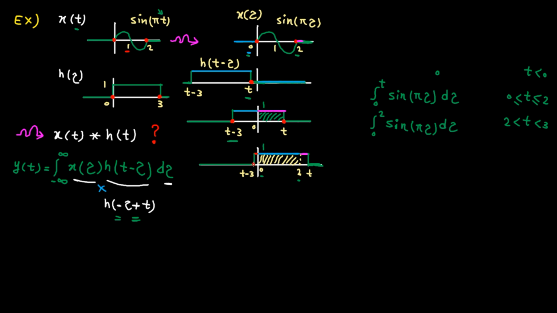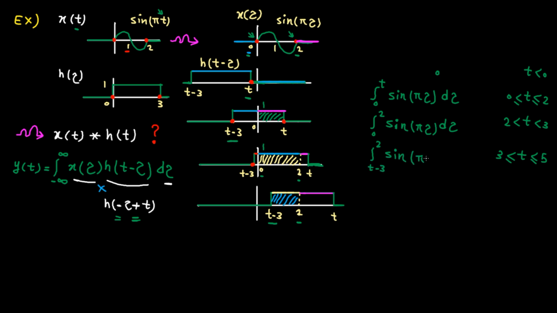Next scenario is when t minus 3 is greater than 0 but less than 2. This means t is between 3 and 5. Let me write it here and plot the scenario. Whatever is beyond 2 is multiplied by 0. This is the only box where the product between x and h is not 0. The box is from t minus 3 to 2, so is the integral. X is sinusoidal and h is 1 in this interval.